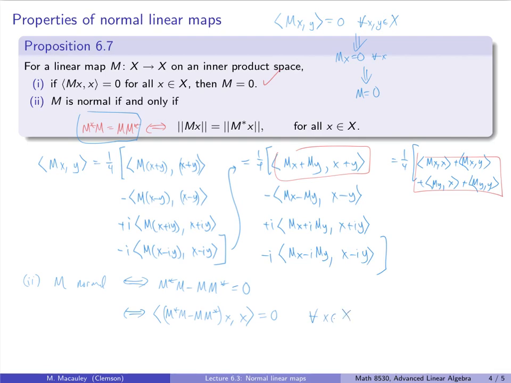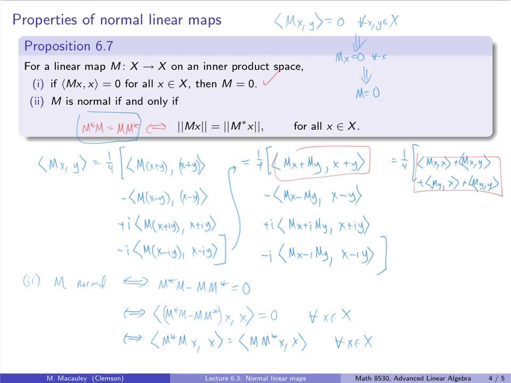And now I think you can see what to do. We just break this up using linearity, using bilinearity. So I can write this as M star M x dot x. I'm going to skip a step here. I'm going to move this to the right-hand side. This equals M M star x dot x for all x in X.